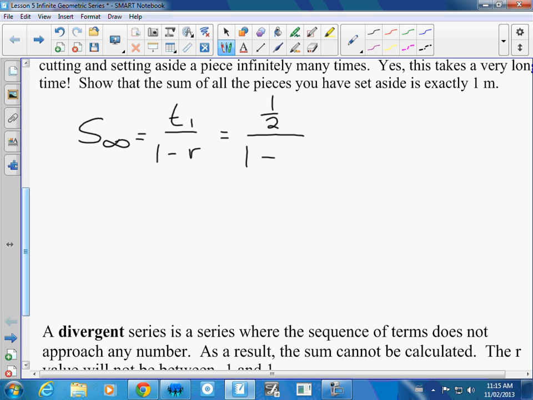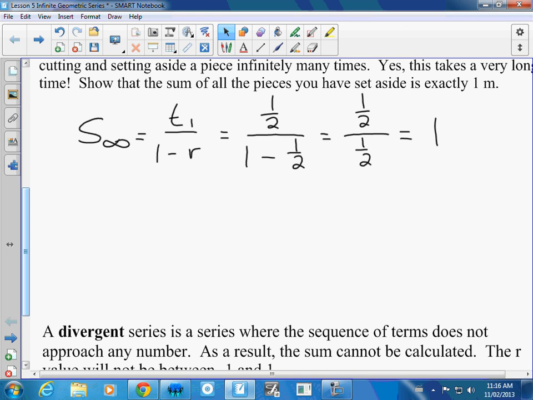What are you doing every time? Timesing it by 0.5, right? Timesing it by a half. So r in this case is a half, isn't it? Okay, let's do the math. This is really tough math, guys. What's 1 minus a half? A half. What's anything divided by itself? 1. Oh, so what's our answer? 1. Okay.